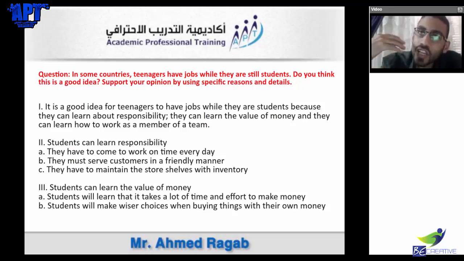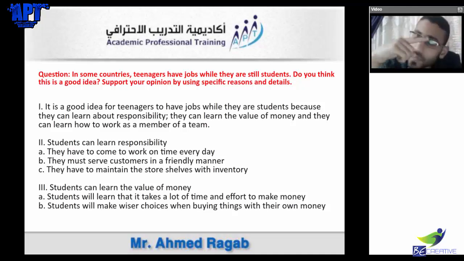Now, my introduction here is talking about what? It's talking about my point of view and the idea that we're talking about here. Do I think it's a good idea or not? Teenagers working while they are young and while they are studying. So they are students, they're working. So I think it's a good idea. Why? Because of 1, 2, 3, 4, and that's the introduction that I have. That's my introduction, as a thesis, and it has just opinion.